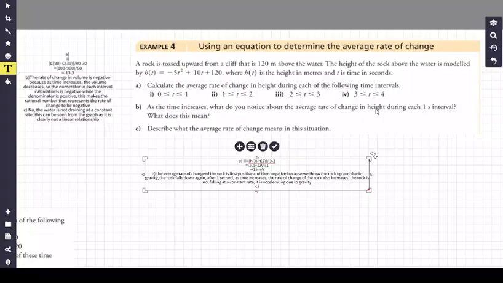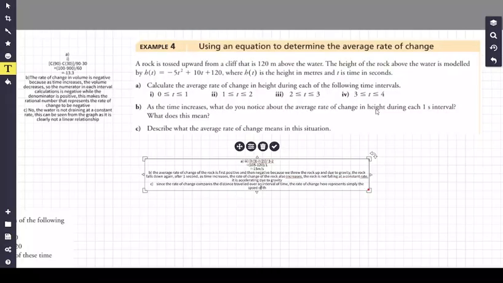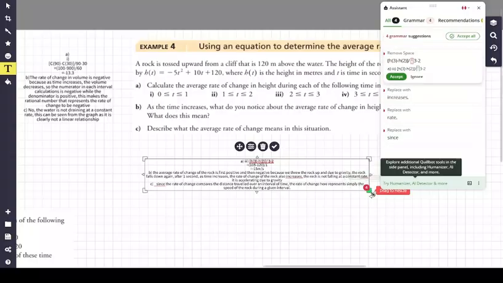Finally, let's answer question C. Describe what the average rate of change means in this situation. So, since the rate of change compares the distance traveled over an interval of time, the rate of change here represents simply the speed of the rock during a given interval. And with that said, we are done all of our examples.